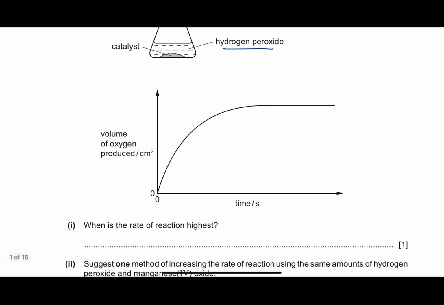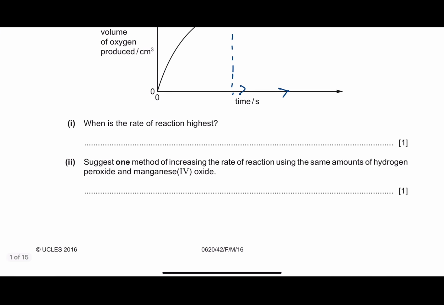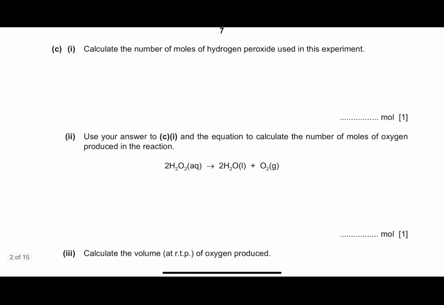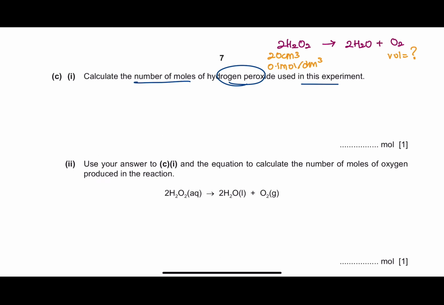In this graph we can see that as time goes by, the volume of oxygen increases at a high rate, and after a certain point of time it stops increasing. So questions 1 and 2 are asking you about rate of reaction, which is in chapter 7. If we move on to question C, they're asking you to calculate the number of moles of hydrogen peroxide used in this experiment. So I'm just going to write down the information given in the question, whereby 20 cm³ of 0.1 mol dm⁻³ concentration of hydrogen peroxide was being used.